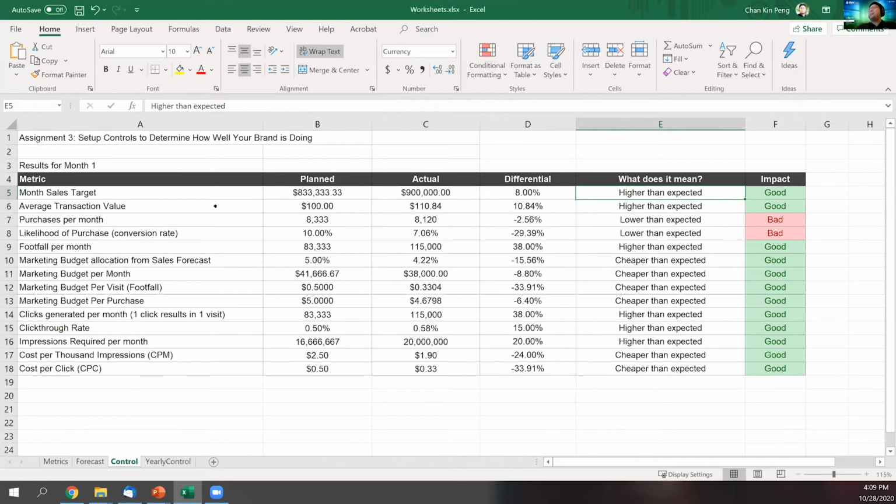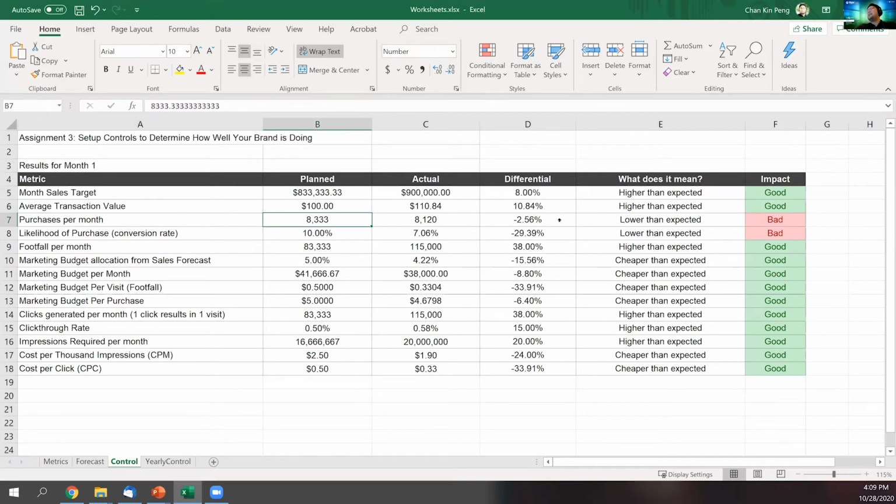If based on your forecast, you were expecting each transaction value to be roughly 100 ringgit, but based on your actual observed result, you notice that it's about 110 instead. This again is a positive differential, and is something that the company can look forward to. If from the purchases per month, you were expecting about 8.3 thousand individual purchases, but you only registered 8.1 thousand, right?